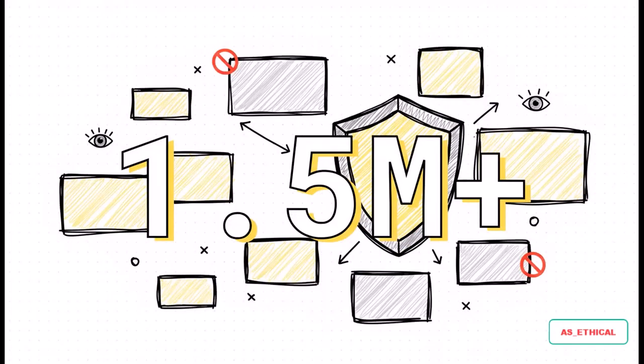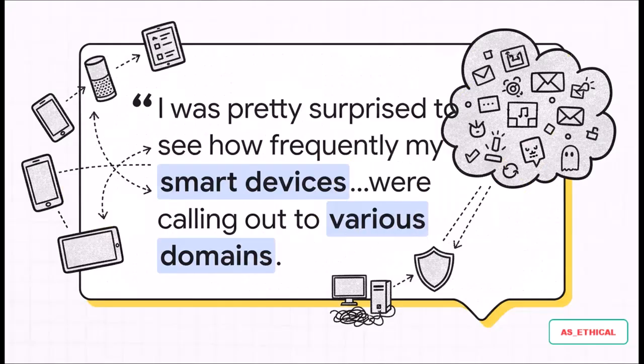So, how much can this thing actually block? Well, thanks to these massive community-built block lists, it's not crazy for a Pi-hole to know about and block well over 1.5 million different ad and tracking domains. It's wild. But honestly, it's the dashboard insights that really blow people's minds.